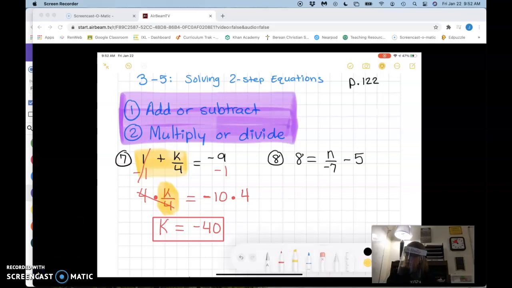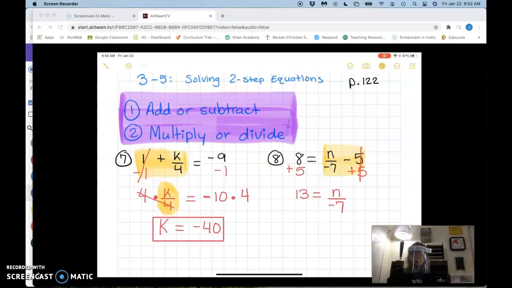So we just talked about how on this problem, if we are doing rule number 1, add or subtract first, we're going to add 5 to both sides. The 5's cancel out. What's 8 plus 5? 13. And then n over negative 7 is on this side.